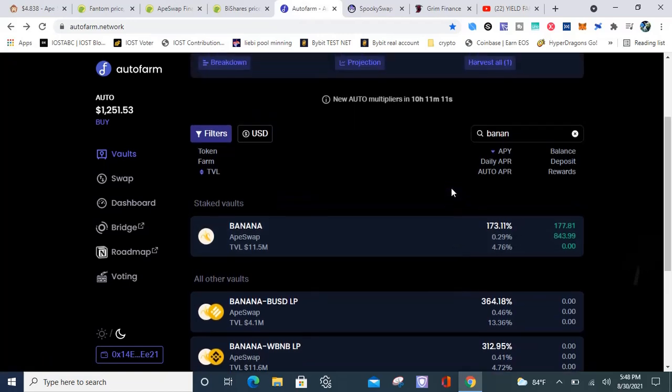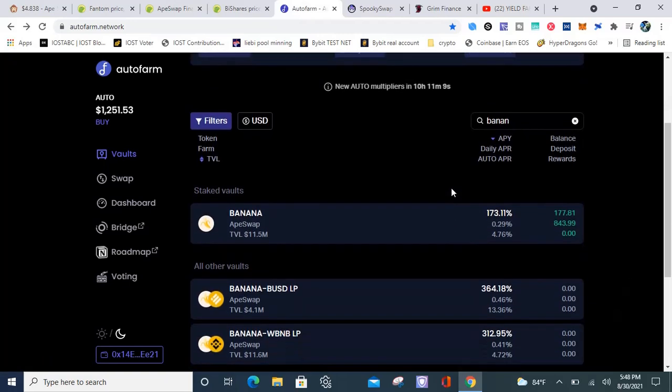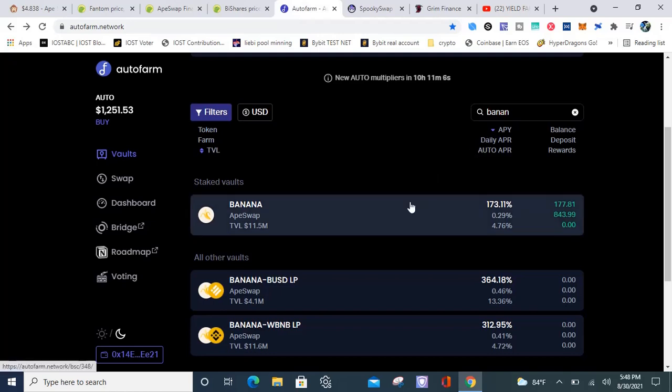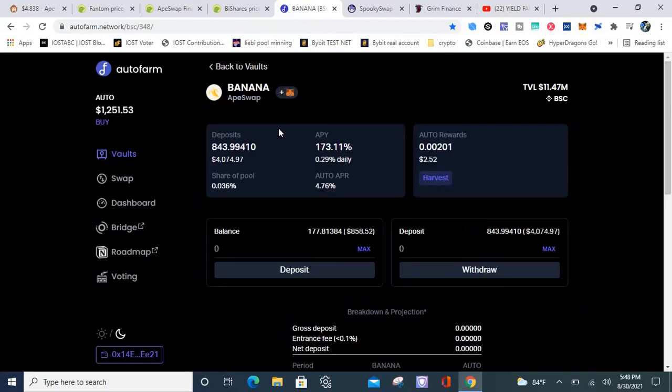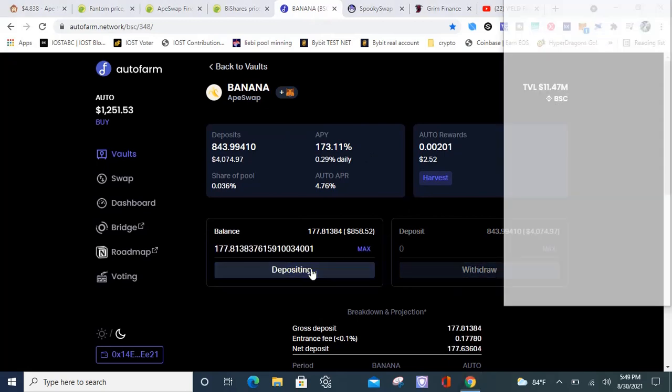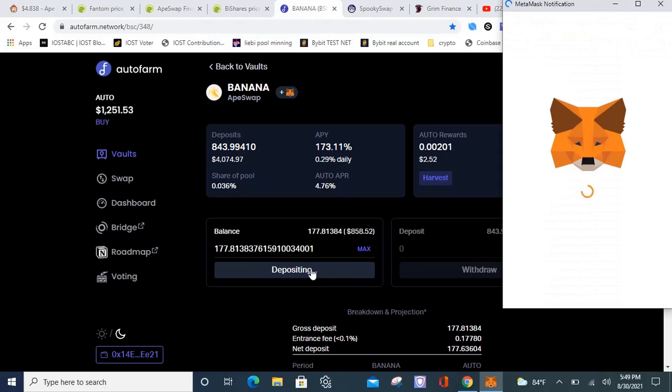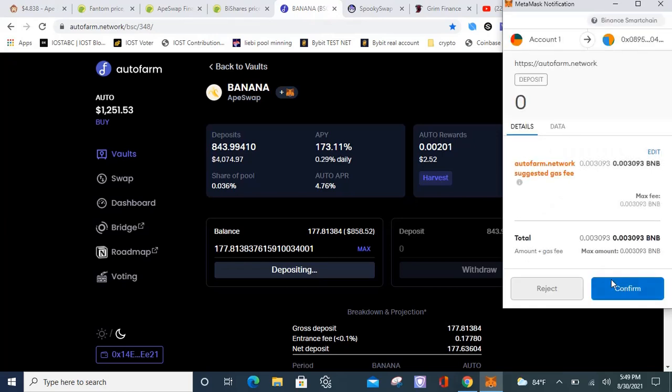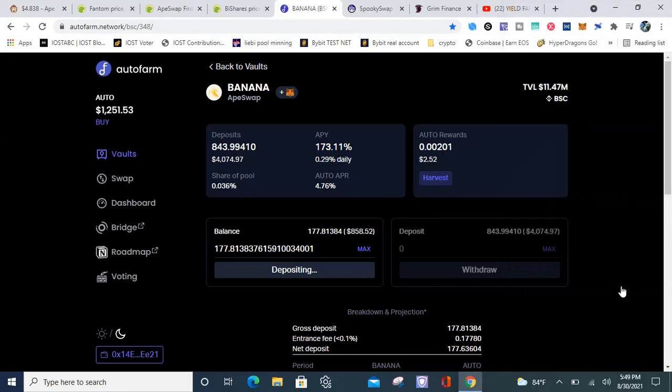And it's worth $4,000. And what I'm going to do is what I always do. I'm going to add to that. Got 177 to add, so I'm going to deposit that so I can get back to compounding. That's one thing I missed out on, was compounding my rewards daily, which would have earned me more money in the vault. Because the goal is to increase my share of the Banana pool and increase my dollar amount so I can earn more.